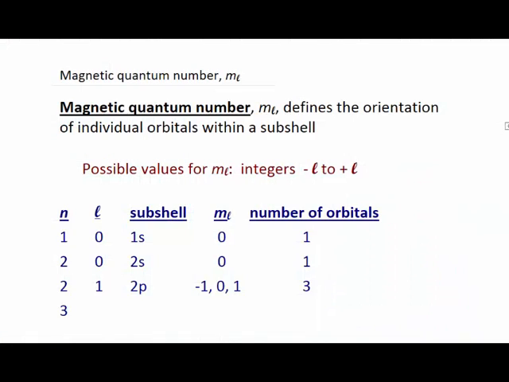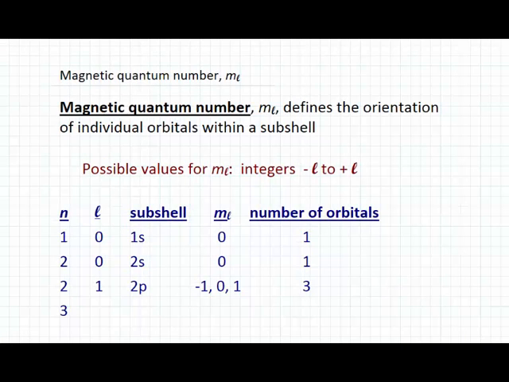All right. The third quantum number is magnetic. M subscript L. That's the magnetic quantum number. That defines the orientation. Orientation is just direction of individual orbitals within a subshell.